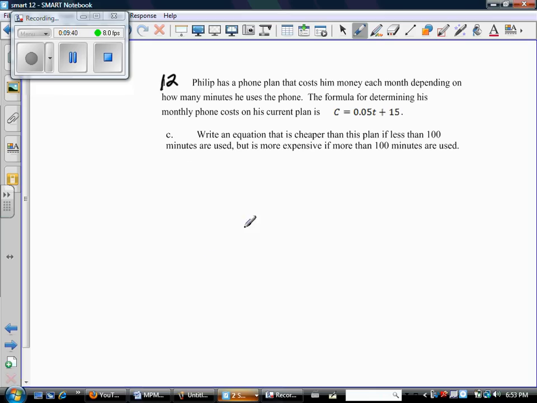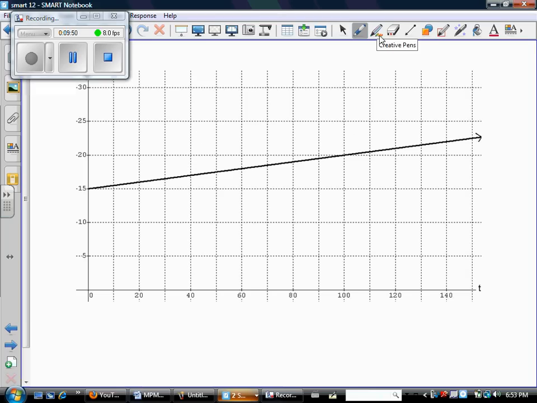Finally, question C. We need to write an equation that's cheaper if less than 100 minutes are used, but more expensive if more than 100 minutes are used. So here's that 100-minute mark. Obviously, it's important, and we'll read our graph. It's 100 minutes and it's 20 bucks. So that's obviously important to this question.